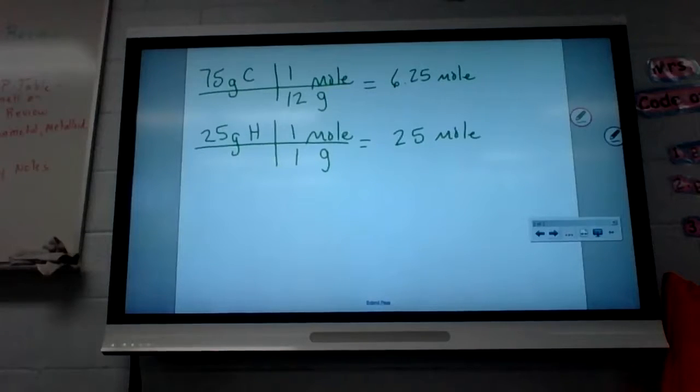So I'm going to fail. All right, so what do we do with the moles? I don't know what to do.